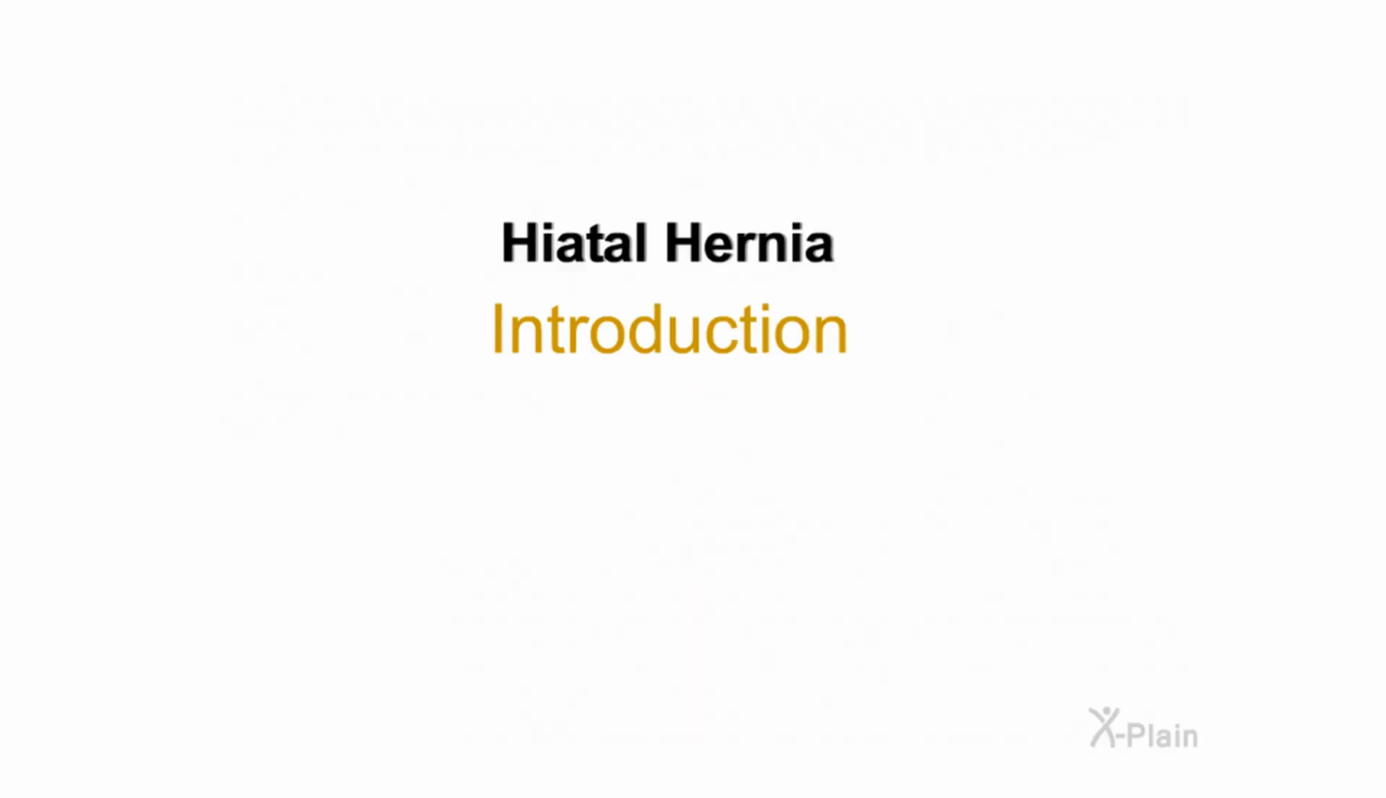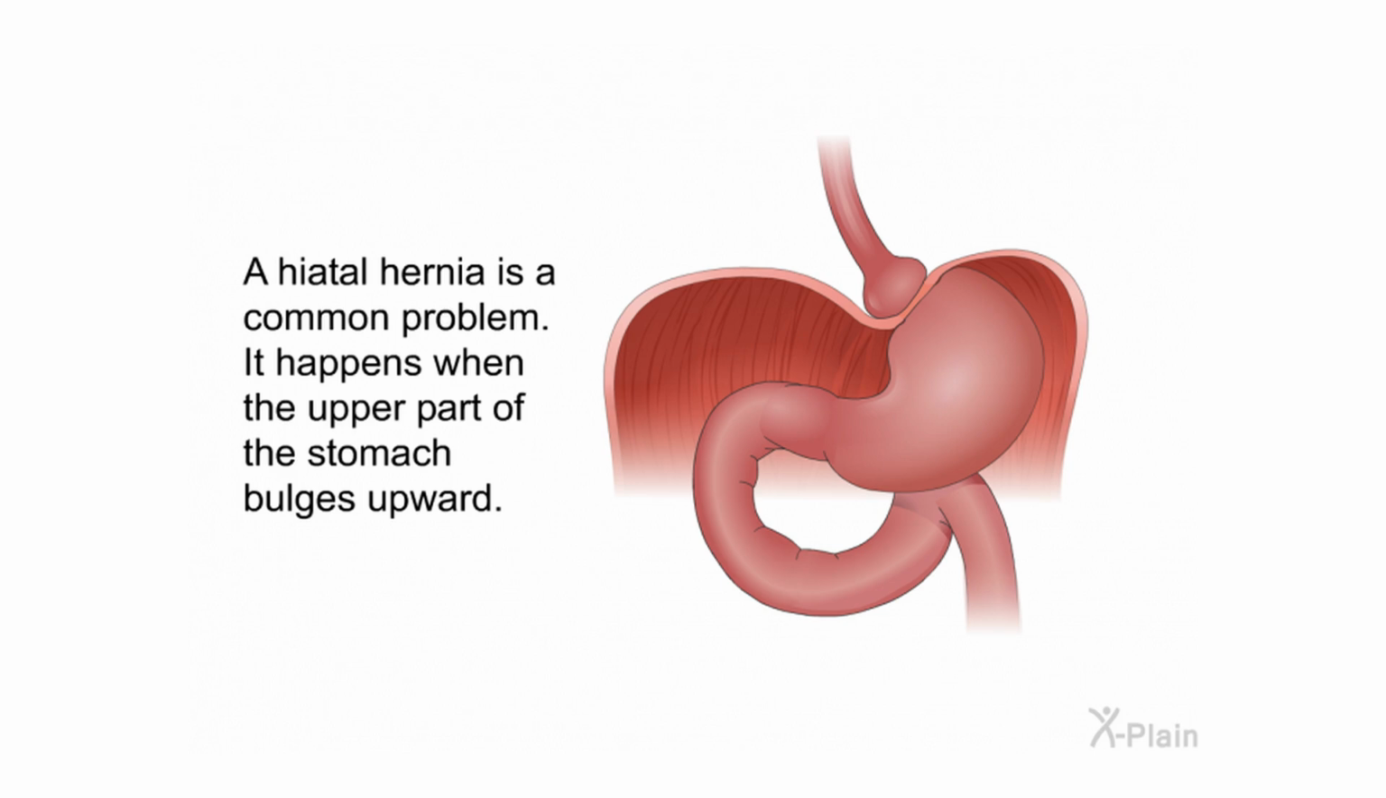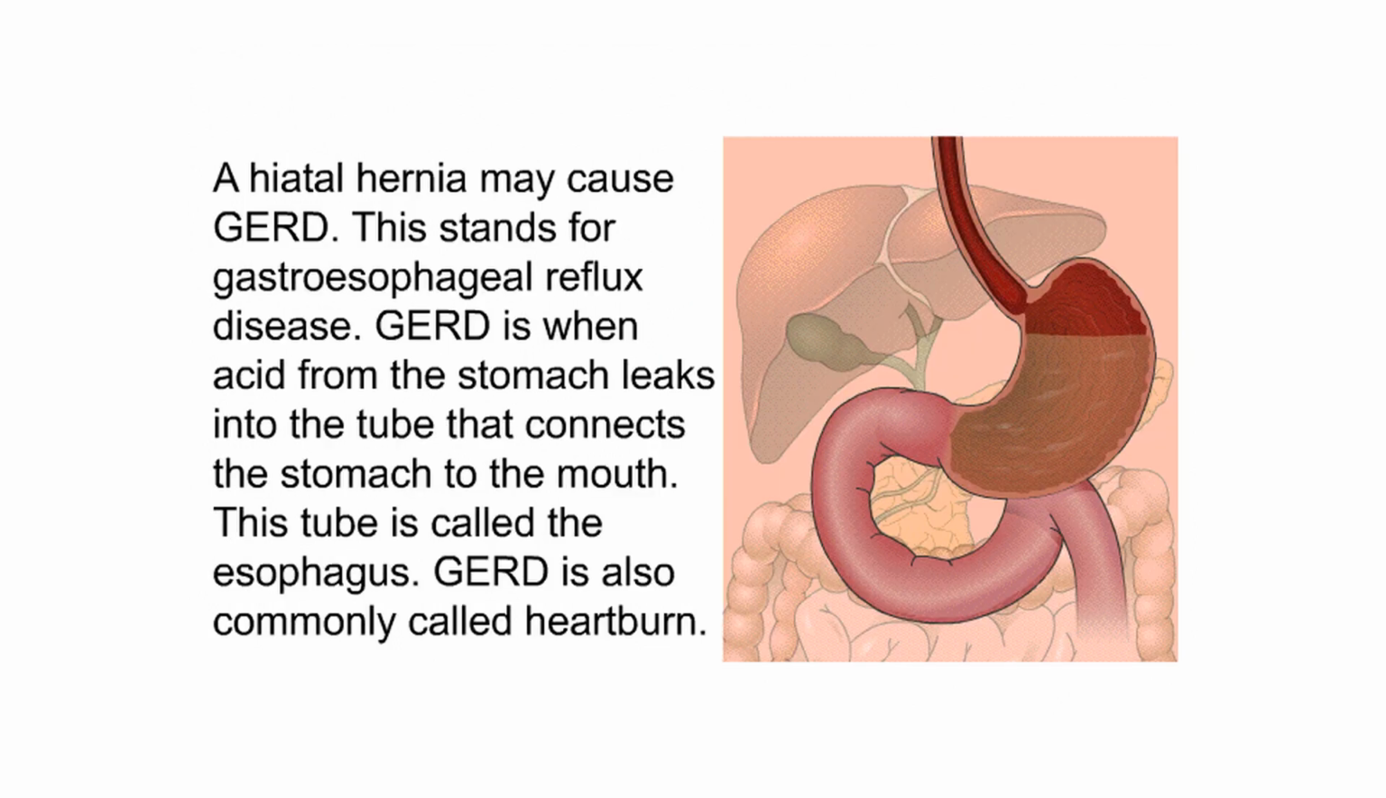Hiatal hernia. Introduction. A hiatal hernia is a common problem. It happens when the upper part of the stomach bulges upward. A hiatal hernia may cause GERD. This stands for gastroesophageal reflux disease. GERD is when acid from the stomach leaks into the tube that connects the stomach to the mouth. This tube is called the esophagus. GERD is also commonly called heartburn.